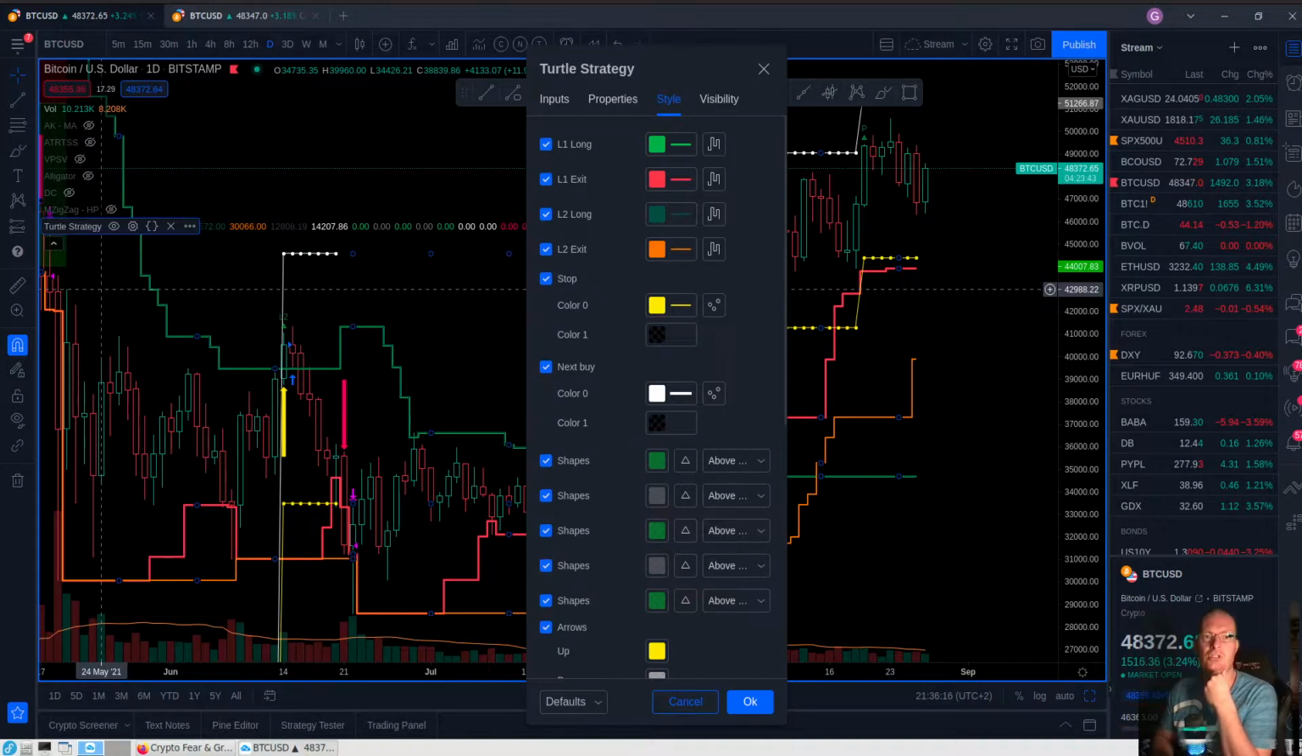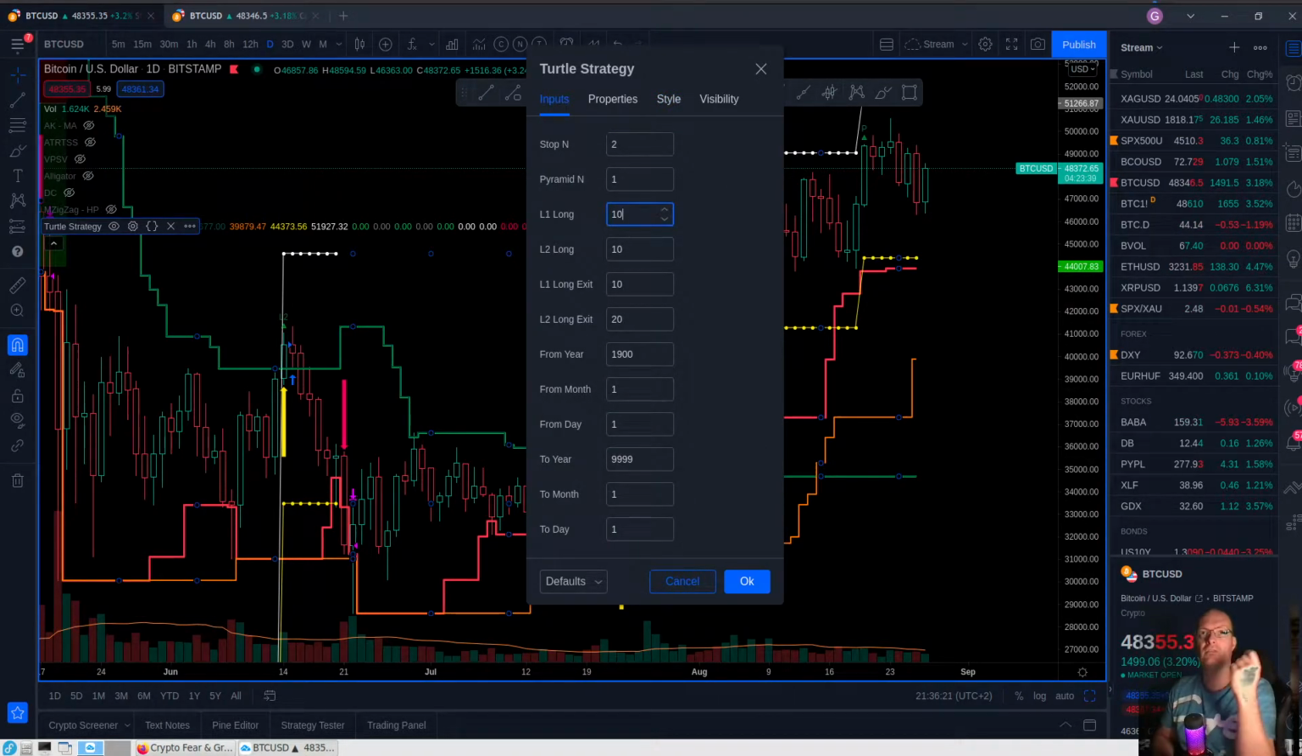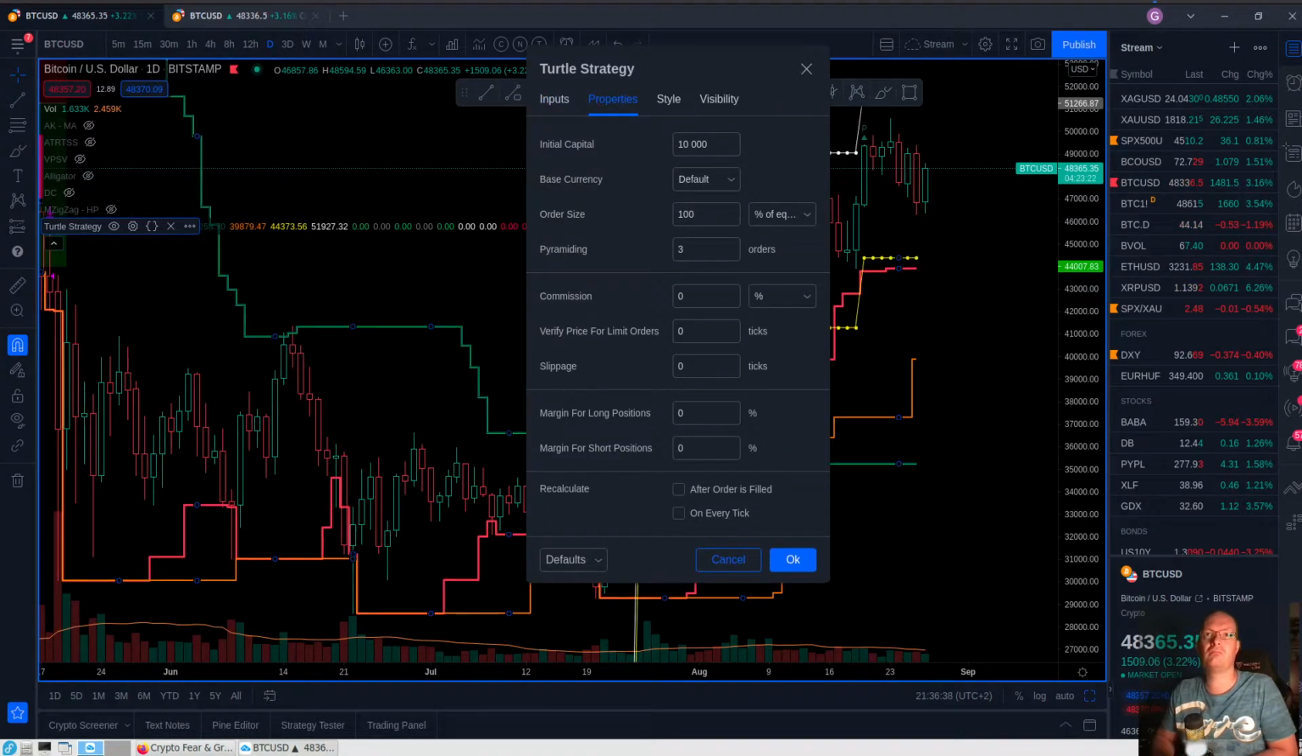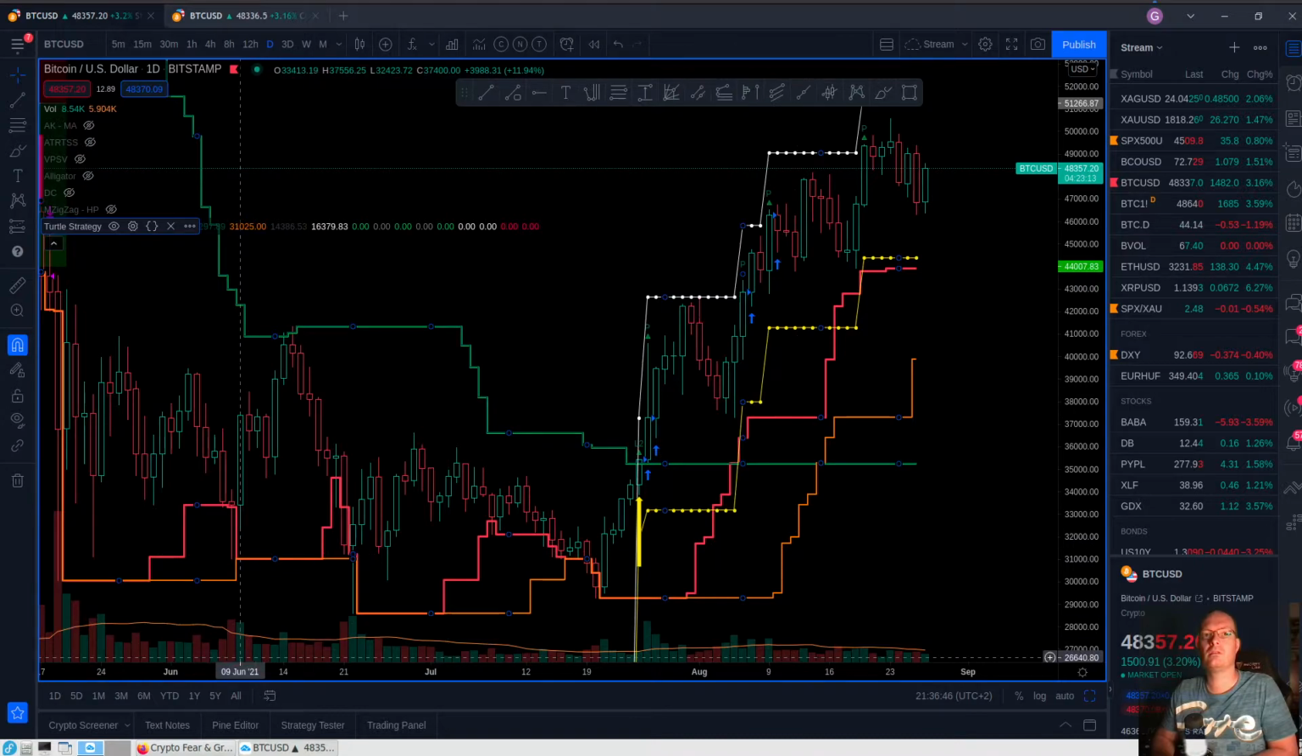Turtle strategy. So here we have 19, 2 times 19. I don't know if it's a coincidence or not, that if you put both at the same value that you get the best results. I didn't test this one enough, but it looks good. Pyramiding 4. So what do we get then?